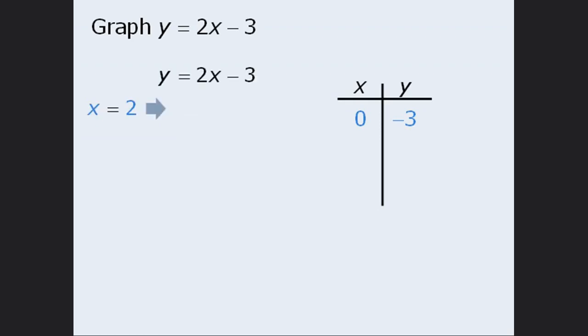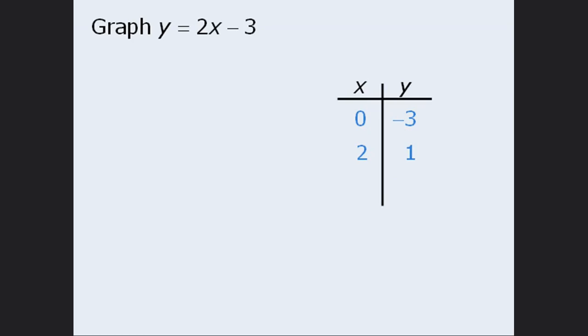How about x equals 2? If x equals 2, we will replace x with 2 and simplify to see that when x equals 2, y equals 1. So we have another solution, x = 2 and y = 1, which we can add to our table. Now when it comes to graphing lines, we really need only two solutions. However, if one of those solutions is incorrect, then the line will be in the wrong place. So it's not a bad idea to find a third solution so that if all 3 points line up, then you know that the line is probably in the right place.